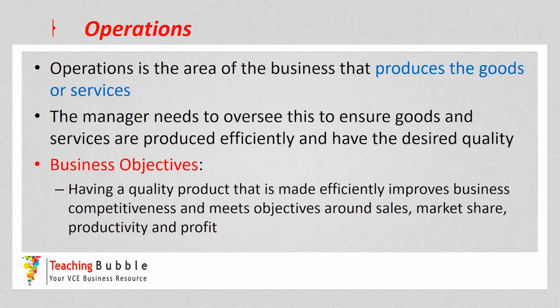Now, operations is the area of the business that actually produces the goods or services. This is like the engine room of the business. So it is actually producing the product that is going to be sold to consumers. Now, the manager needs to oversee this to ensure that goods and services are produced really efficiently and also have the desired quality, so that the end customer receives it quickly, but also operations needs to operate efficiently so that it can reduce the cost of producing the particular product. So in terms of business objectives, how does it help a business meet objectives?